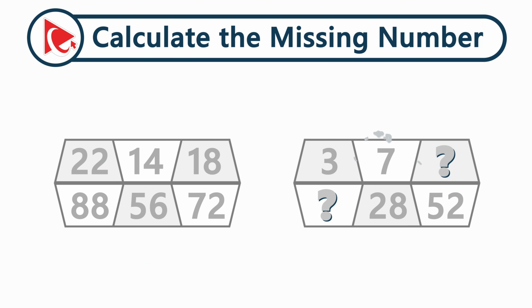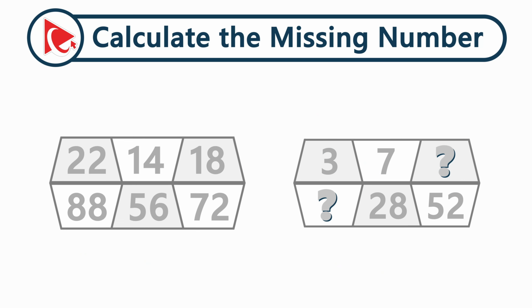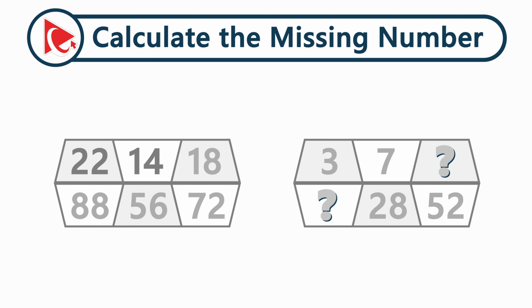Each box has 6 numbers inside. The first box has numbers 22, 14, 18, 72, 56, and 88. The second box has numbers 3 and 7 in the first row, and then comes the first missing number. In the second row, the numbers are 52, 28, and then comes the second missing number.